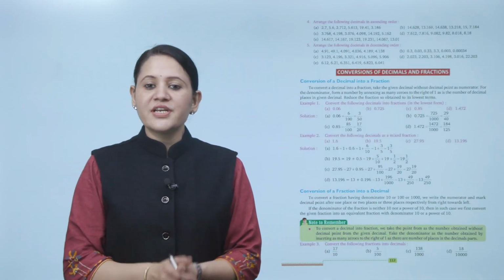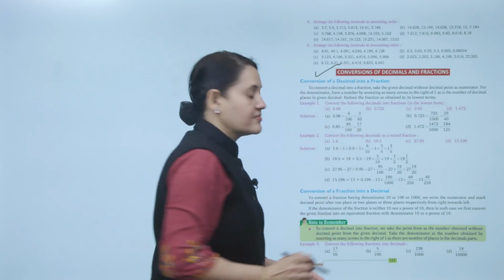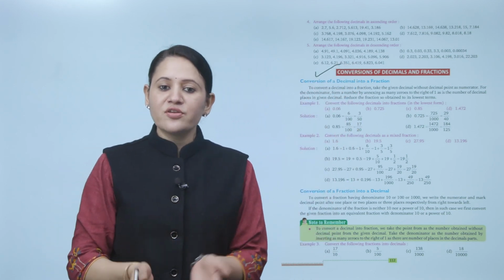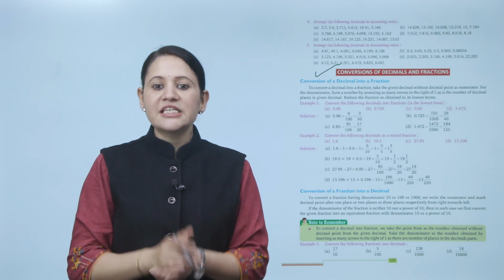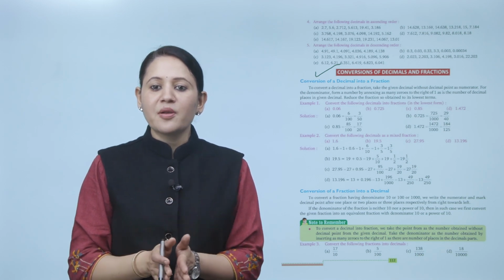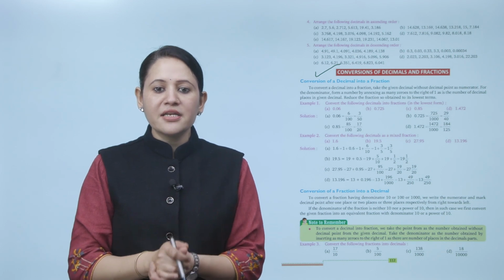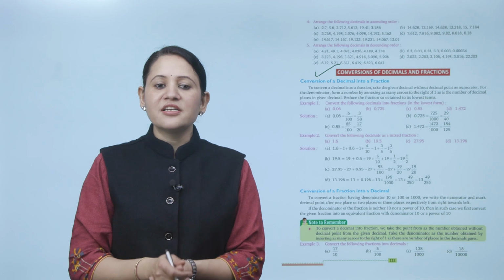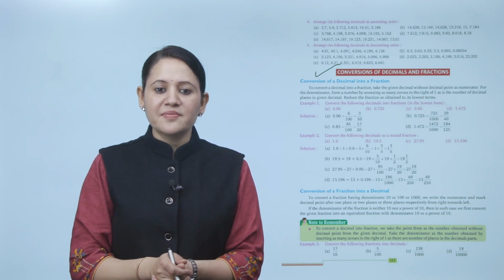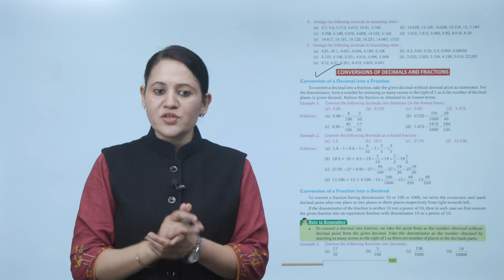Next is conversion of decimals and fractions. First, we'll take conversion of a decimal into a fraction. To convert a decimal into a fraction, take the given decimal without the decimal point as the numerator. For the denominator, form the number by annexing as many 0s to the right of the 1 as the number of decimal places in the given decimal. Reduce the fraction to its lowest form.